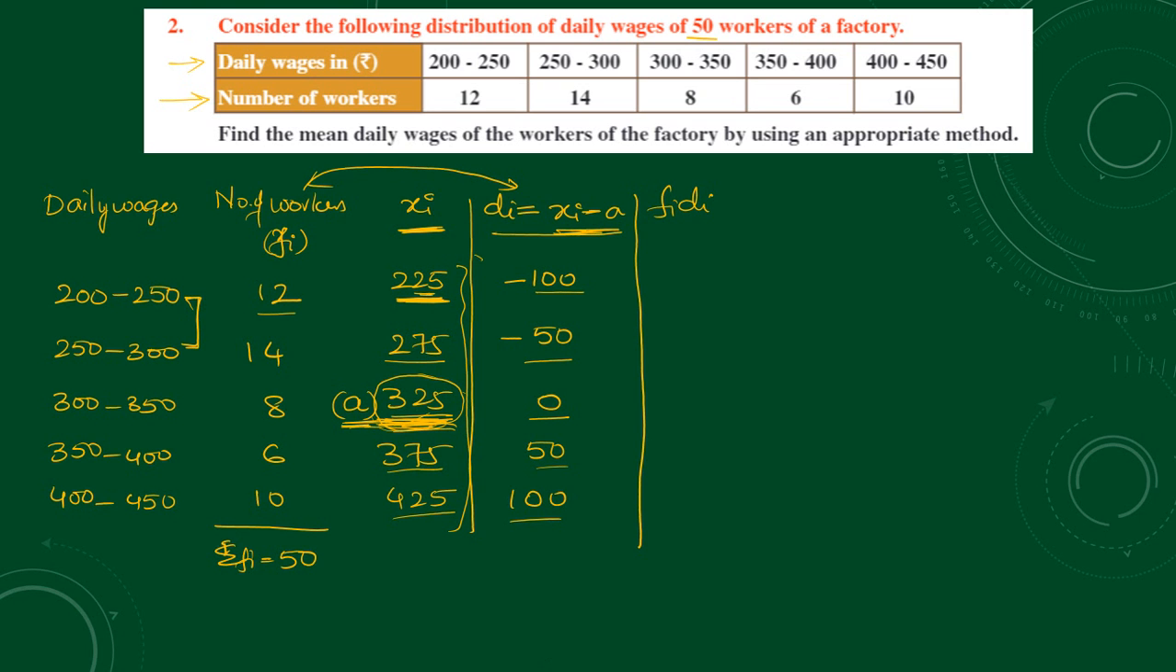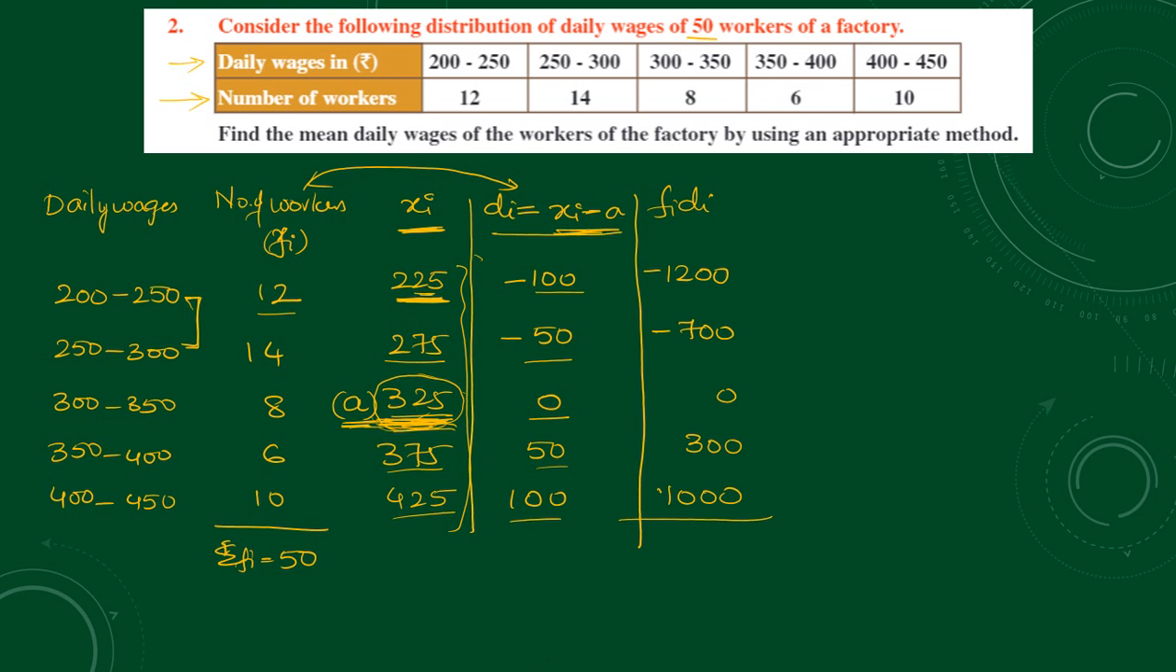12 into minus 100, you can directly multiply: minus 1200. 14 into minus 50. How can you multiply 14 into 5, sir? 70. So this becomes minus 700. 8 into 0 is 0. 6 into 50, 6 5s are 30, so 300. 10 into 100, so it becomes 1000. Now simplification will be easy, right?